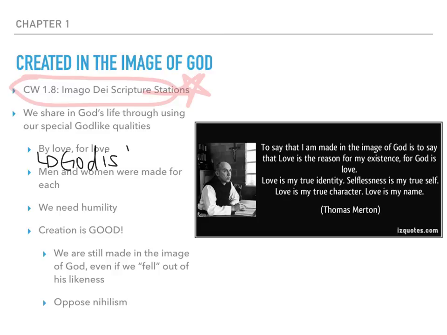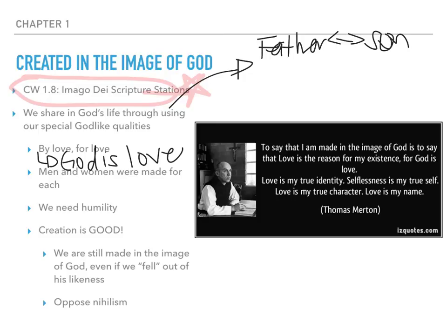Since we're created in the image of God, we were created by God's love for love. What is God? If you think about God, it's the Father and the Son. They're eternal and outside of time and space, and they have this eternal loving embrace. That loving embrace, their love, is the Holy Spirit. And this is happening eternally in the same moment all the time. The love between the Father and the Son produces the Holy Spirit.